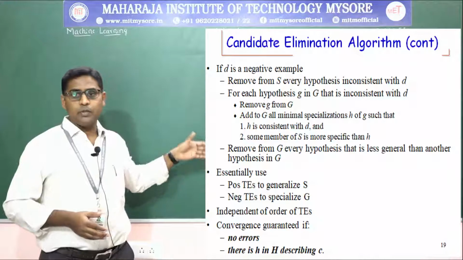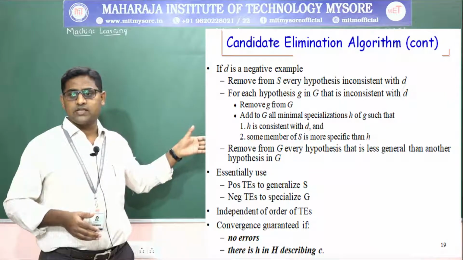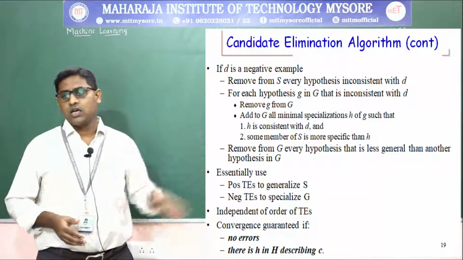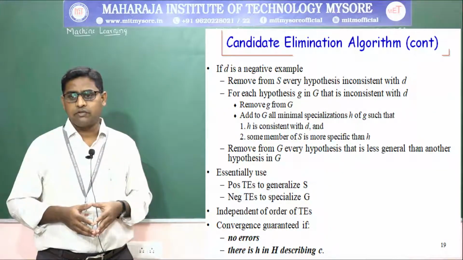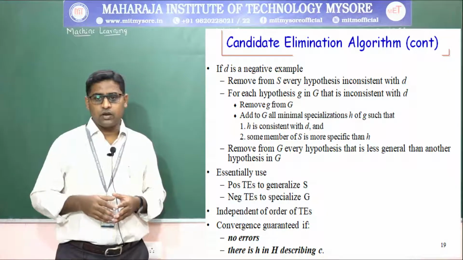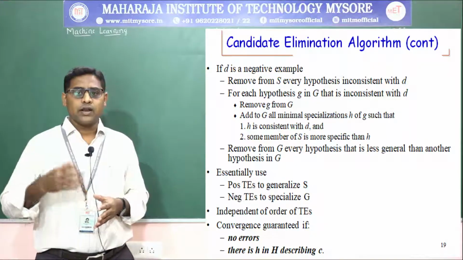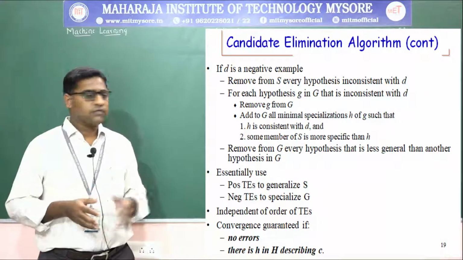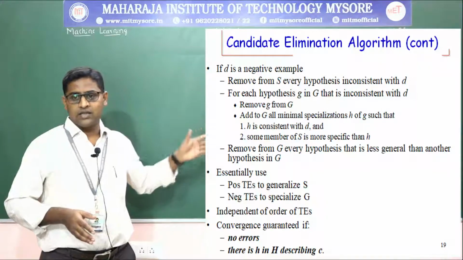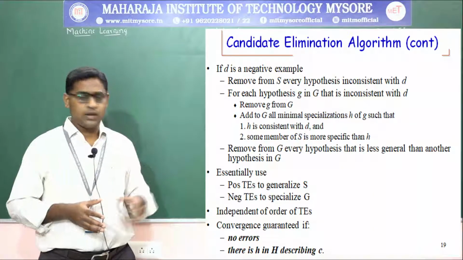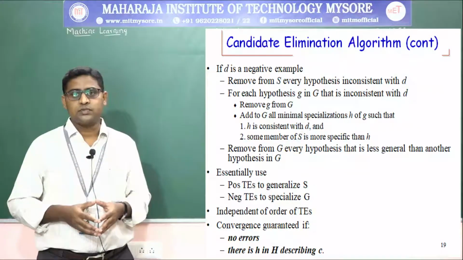So essentially, positive training examples generalize the specific values S, and negative training examples specialize the values of G. So independent of the order of training examples, they will be covered, and convergence is guaranteed if there are no errors and there is an H in the hypothesis space describing the concept C.